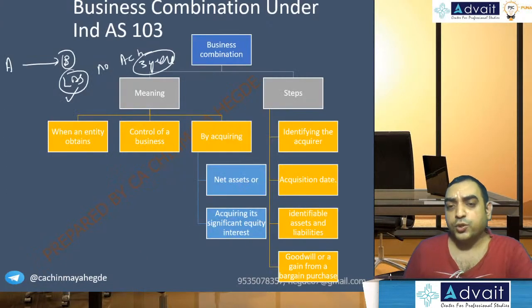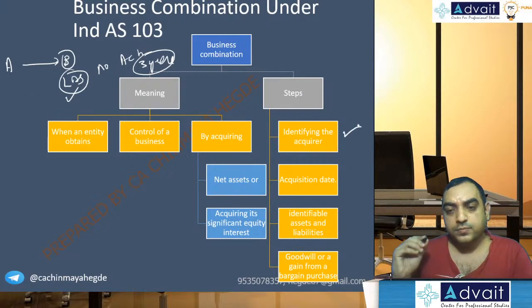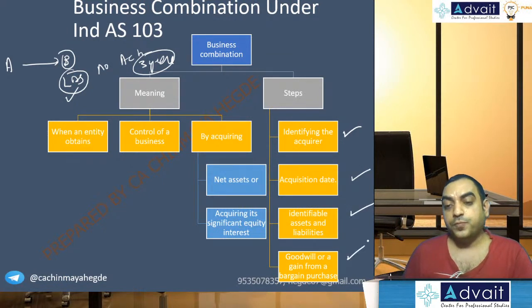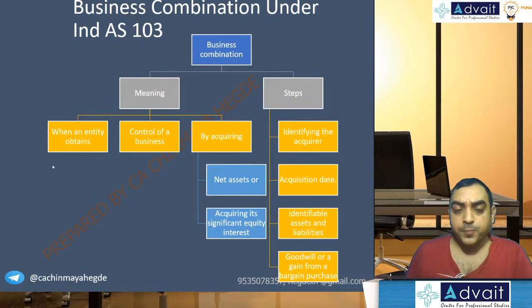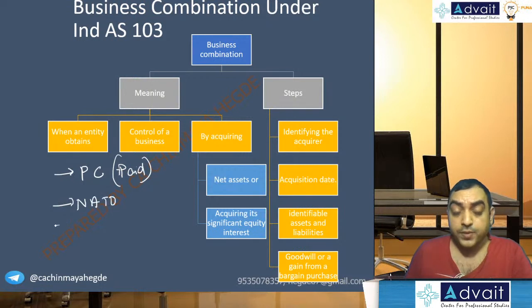Okay, coming to steps, the standard says first you have to identify the acquirer, then the date of acquisition, identify the assets and liabilities, then compute the goodwill or gain on bargain purchase. That's what the Institute says, but I will come to this point. First, you always compute purchase consideration, that is the amount paid, which is paid in the form of cash or shares. Then you compute net identifiable assets, or I will say net assets taken over. The difference will be goodwill.